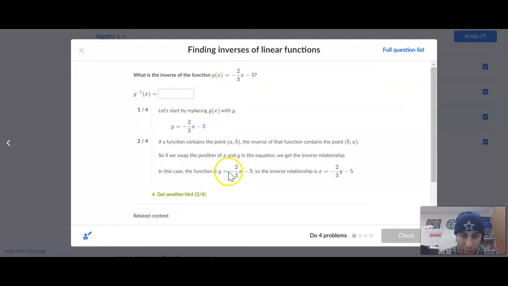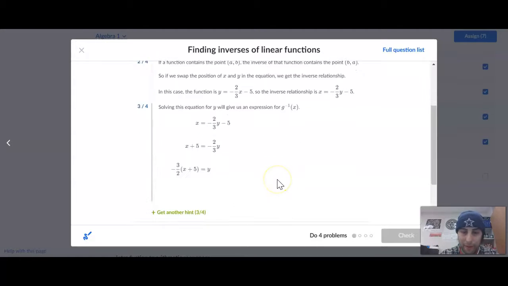So see how it says y equals? Now it says x equals. Negative 2/3 x, now it's negative 2/3 y. You just take the x and the y and switch the order, and then what you're going to do is solve it from there. Solve it for y.